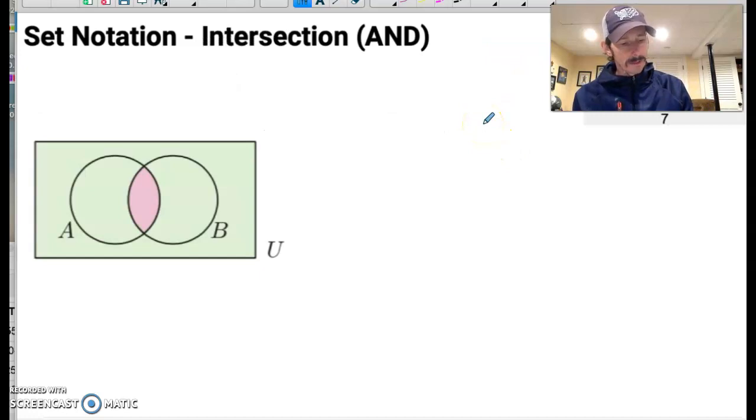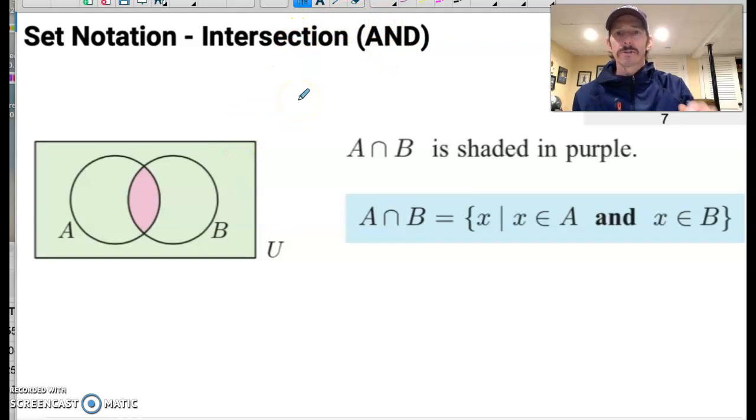All right, so now we're going to talk about notation with this overlap. That's a very important part. In intersection, the word "and" is very important. And means intersection, and the notation for intersection is this, like an upside down, well, I guess a horseshoe, or an upside down U.